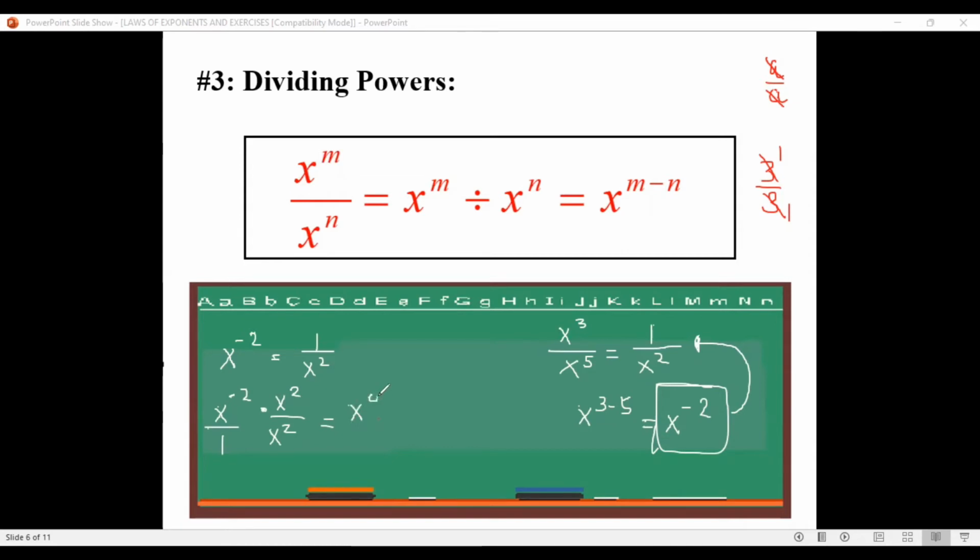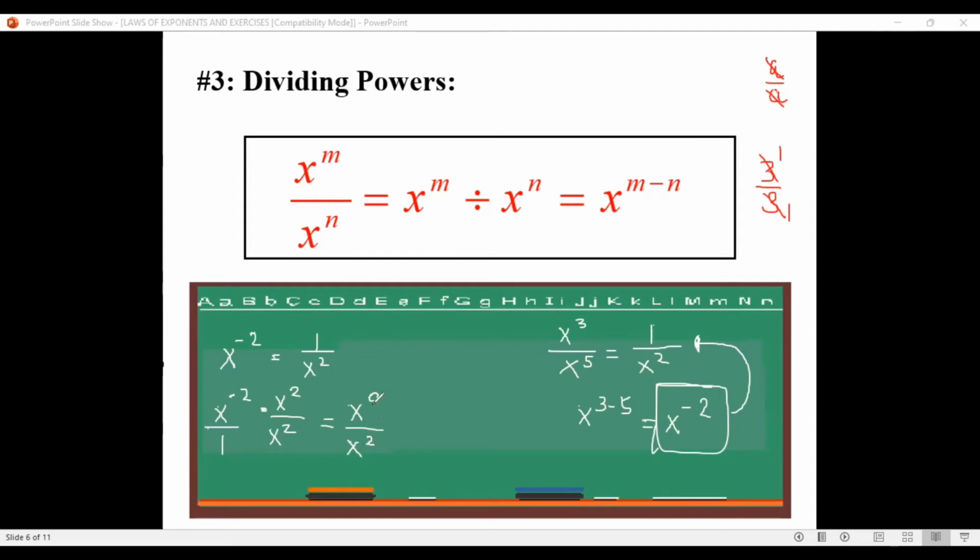Correct? Because when you have the same base, as here, we have x, we simply have to add the exponent. As you notice, you have a negative 2 and a positive 2. Negative 2 plus positive 2 is equal to 0. And then 1 multiplied by x raised to the second power. Any number multiplied by 1 is the number itself. So still, you will have x raised to 2 here.